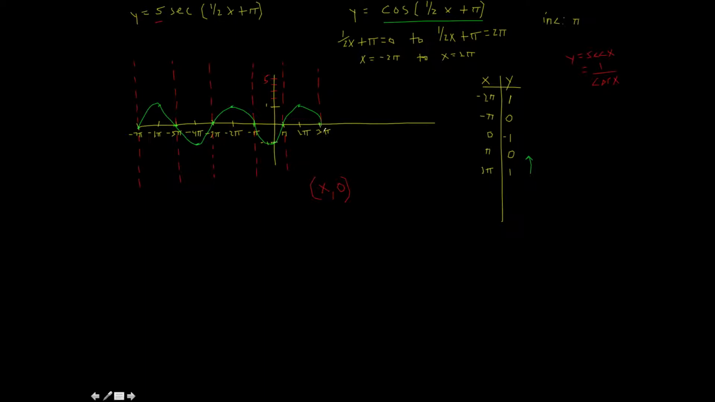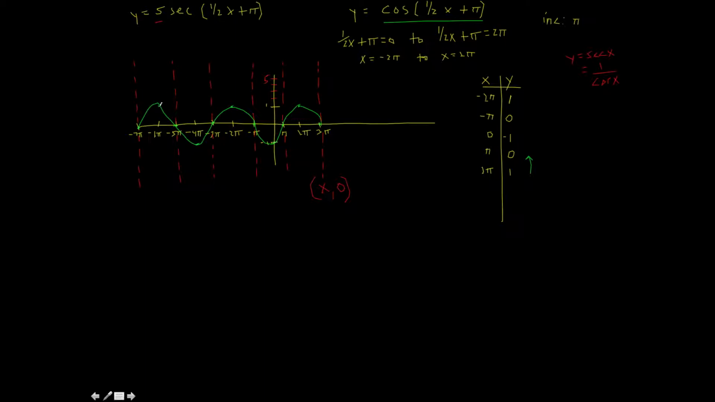Okay? That's step 1 of getting your secant graph drawn. Step 2. First of all, every point here that is a maximum or a minimum. Each of these arcs here are going to be maximums. These two arcs are going to be minimums. Well, they're going to be moved up 5 units.